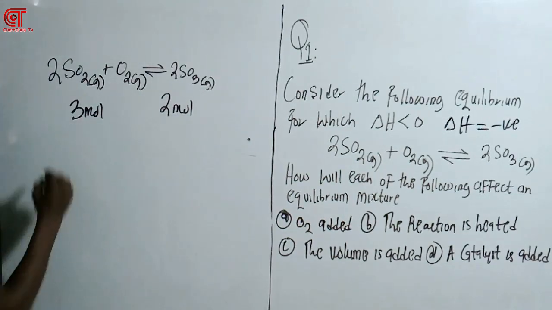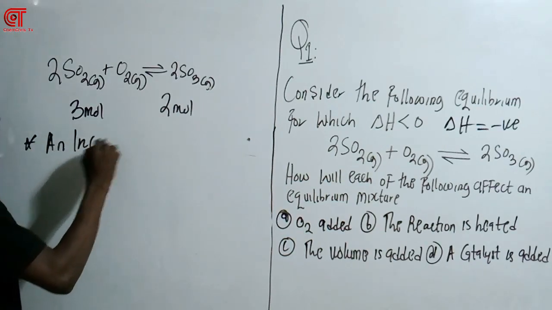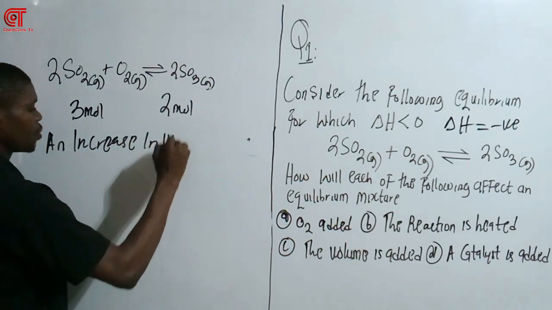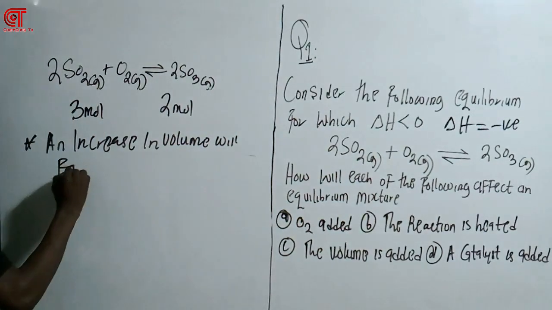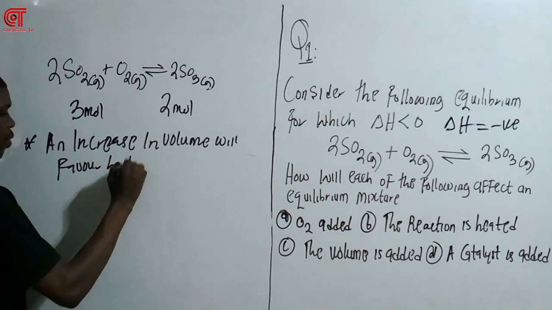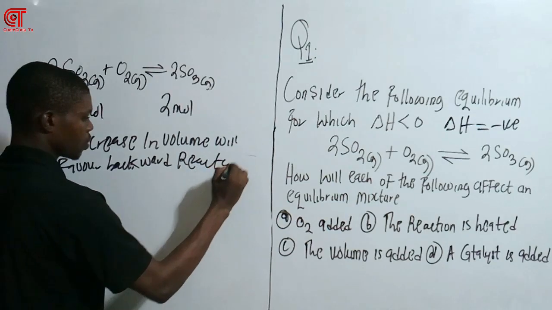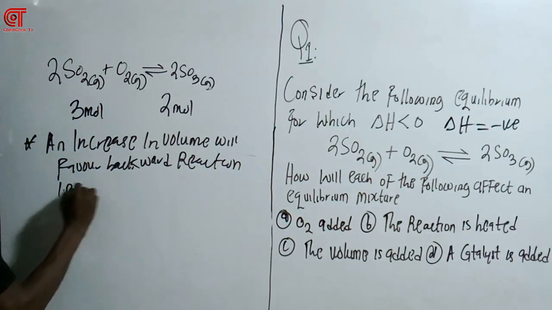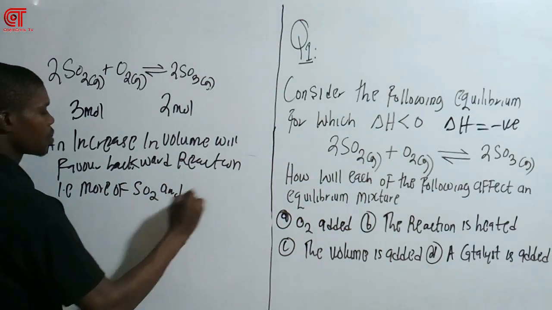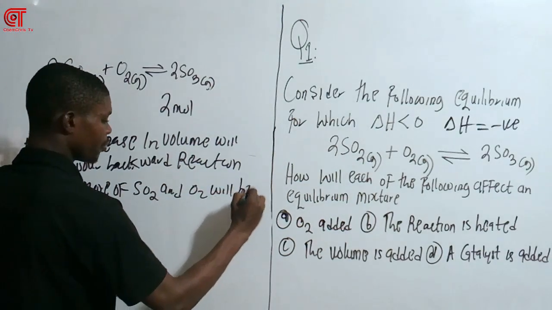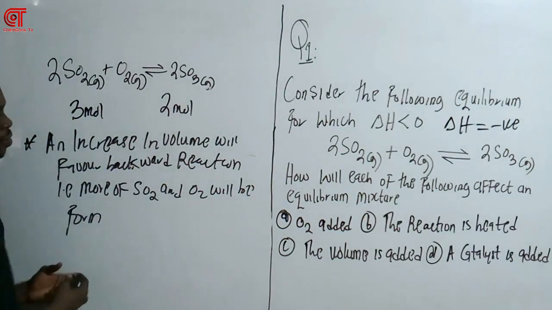So here you can say an increase in volume we favor the backward reaction. That is more of SO2 and O2 being formed. You get? So the reaction wants to move backward there.